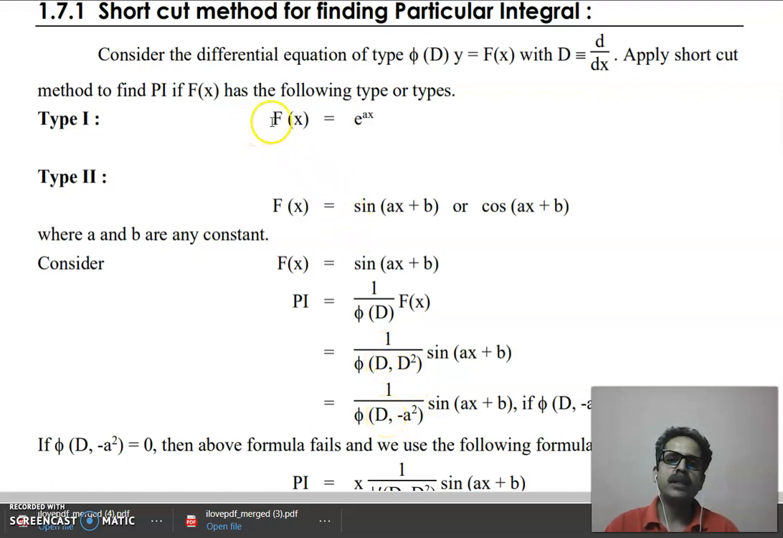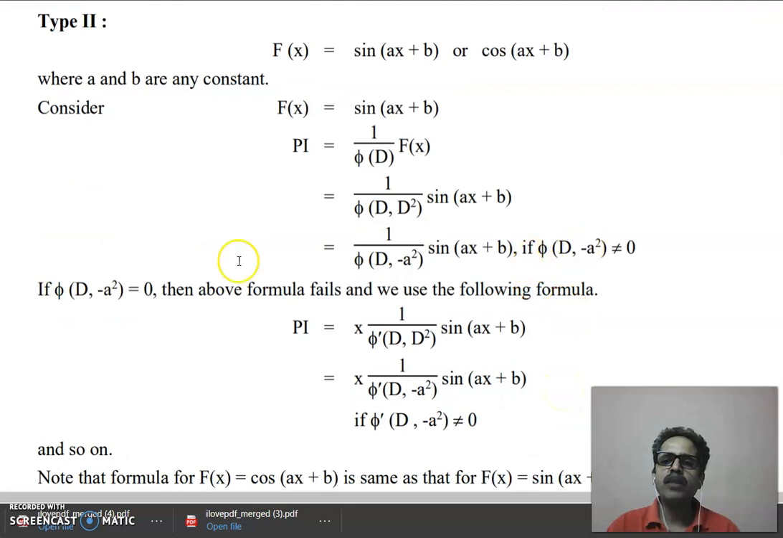In first type we have replaced directly D by a, but this is a more complicated. Here we have to replace D square by minus a square, and we have to keep D as it is. And while doing this, the denominator should not be a 0, because if we get denominator is 0, then we find 1 by 0 and formula will fail. So we must take care that this formula is valid if denominator is non-zero. So this will be the condition. And if this denominator is 0, then above formula fails.